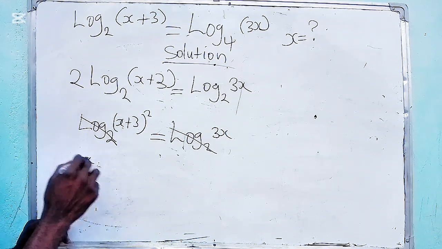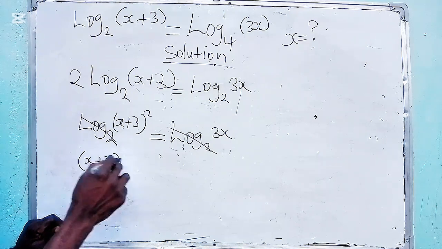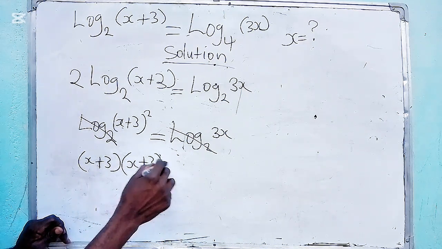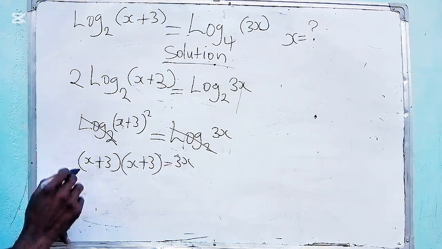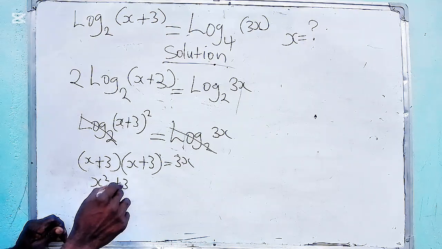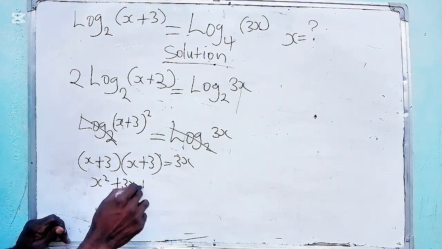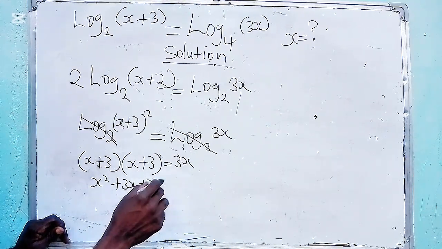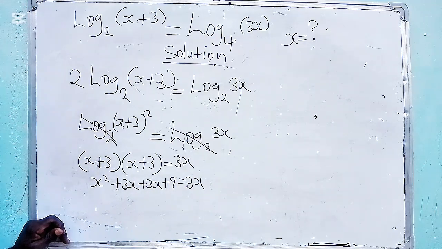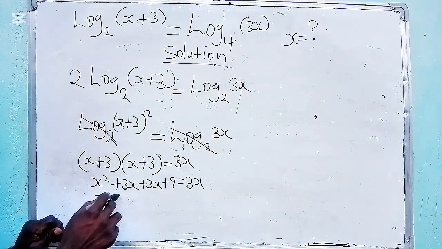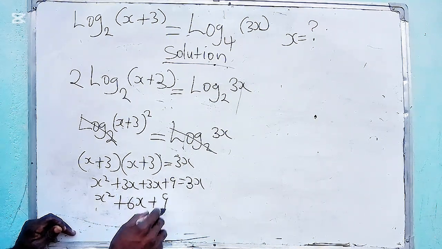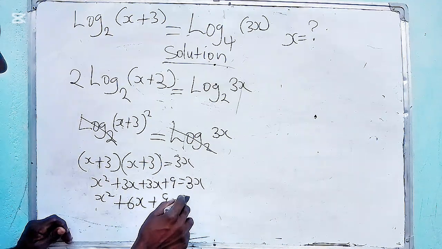That means we have x plus 3, open another one, x plus 3 equals 3x. x times x is x squared. x times 3 is 3x. 3 times x is 3x. 3 times 3 is 9, equals 3x. So x squared plus 6x plus 9 equals 3x.